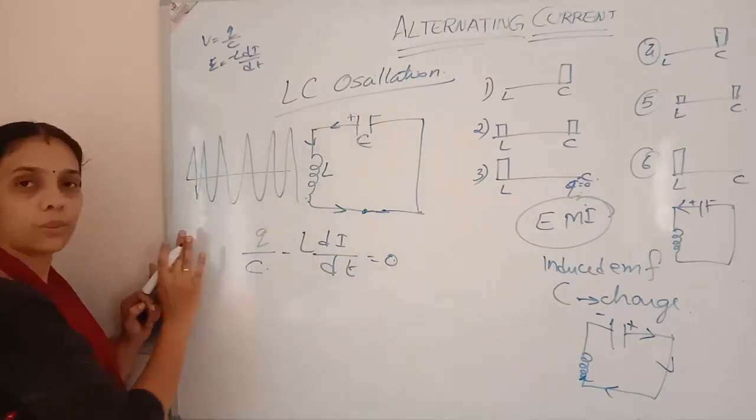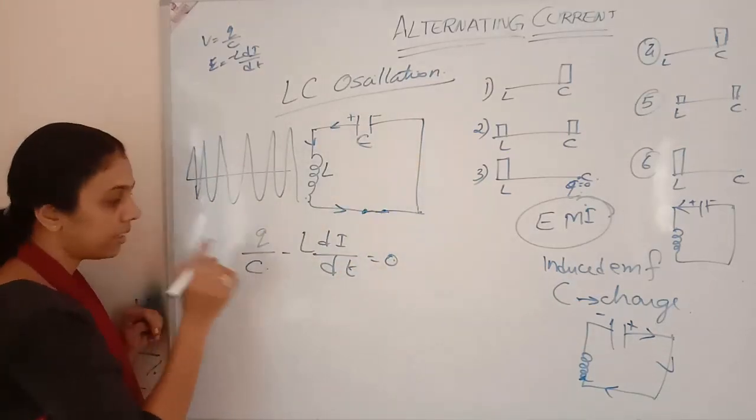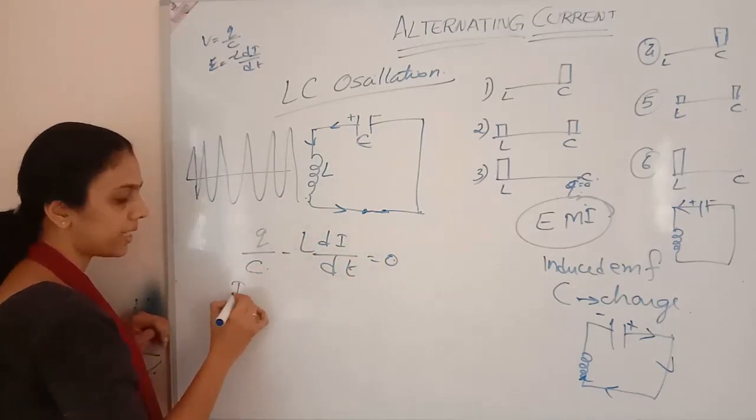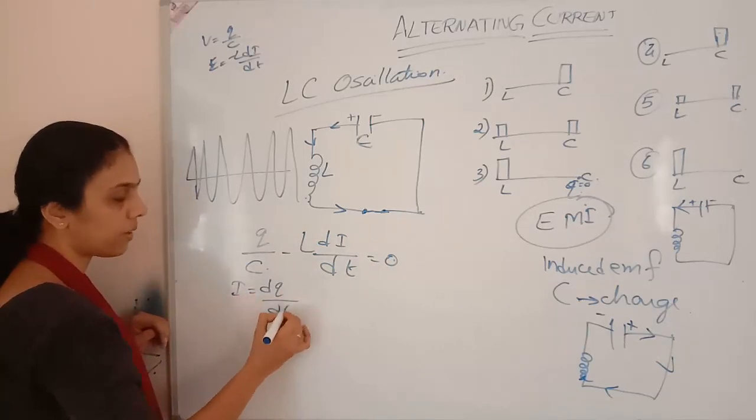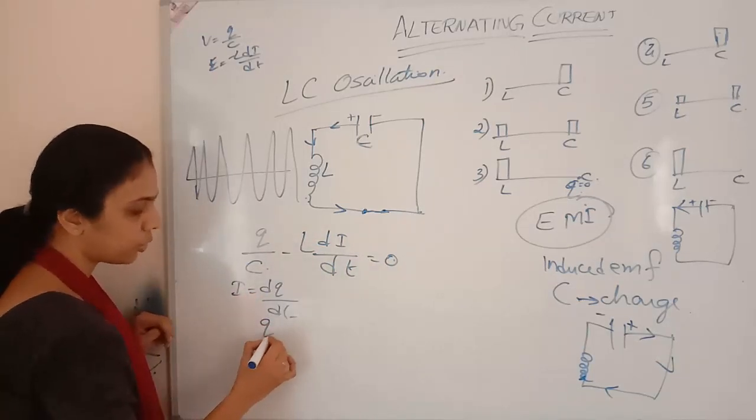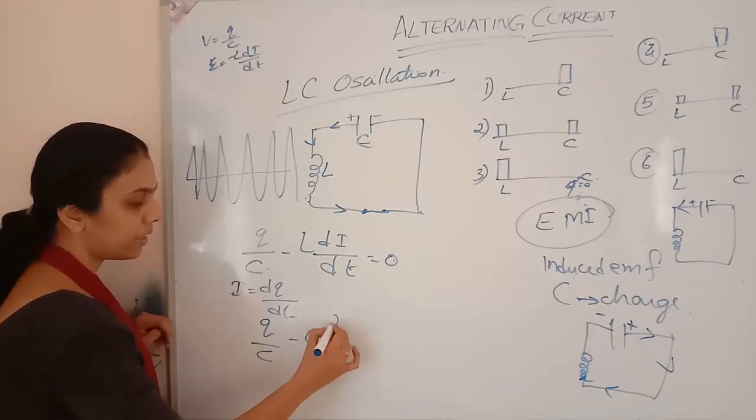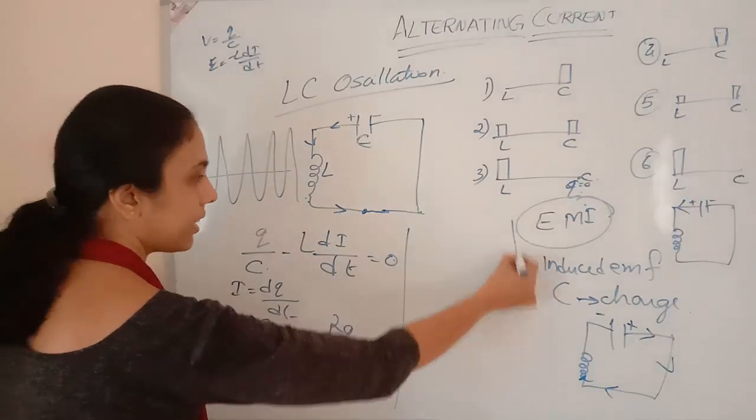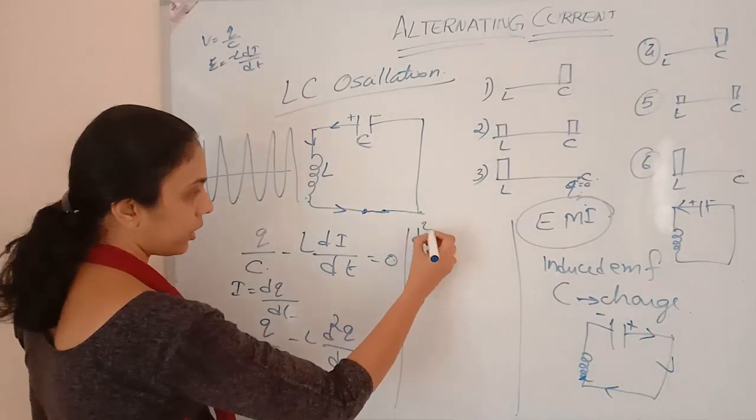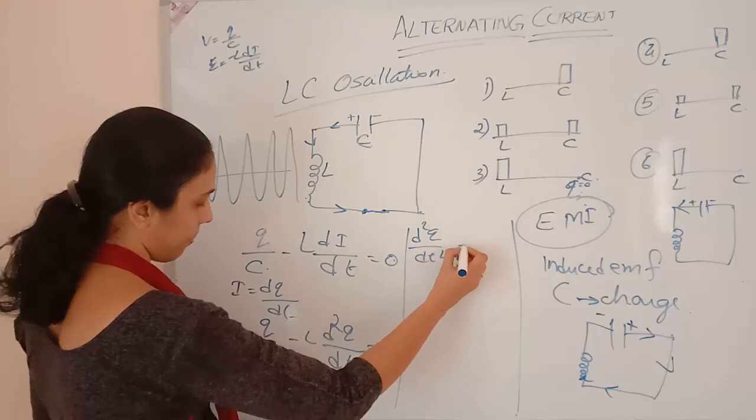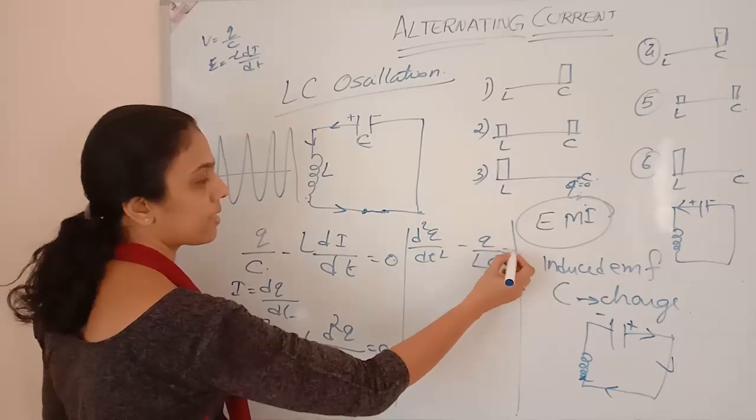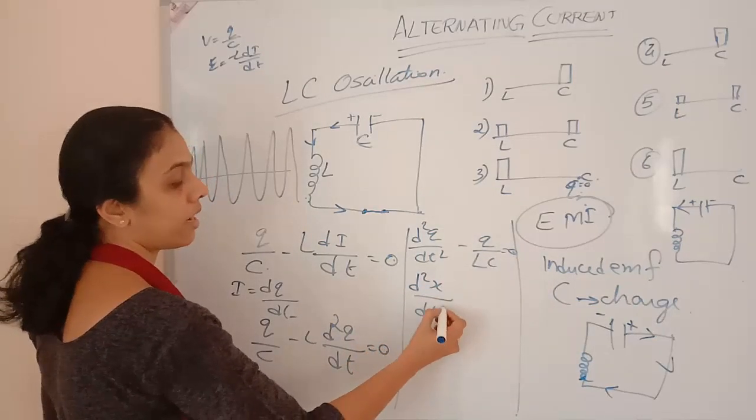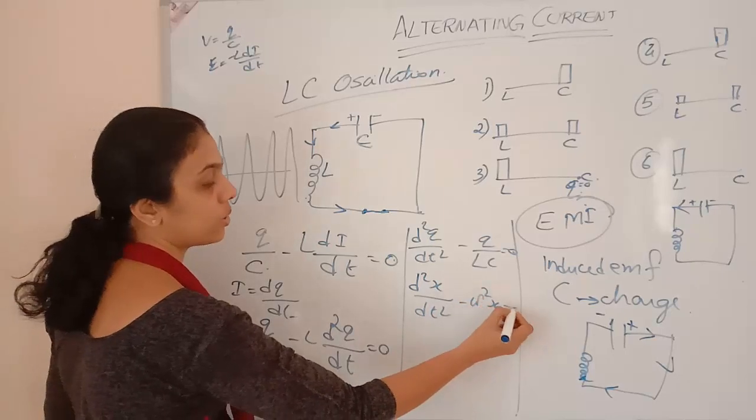Your AC source is not connected, L and C alone. Now, if we convert I in terms of Q, I is equal to dQ by dt. Substituting that, we get Q by C minus L into d square Q by dt square equals 0. Or I can write this as d square Q by dt square minus Q by LC equals 0. This equation looks like d square x by dt square minus omega square x equals 0.